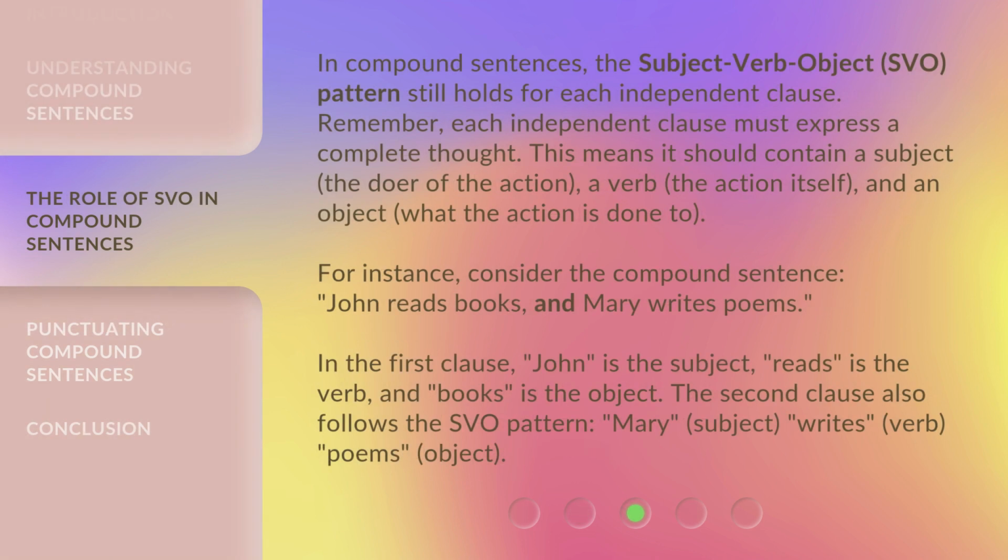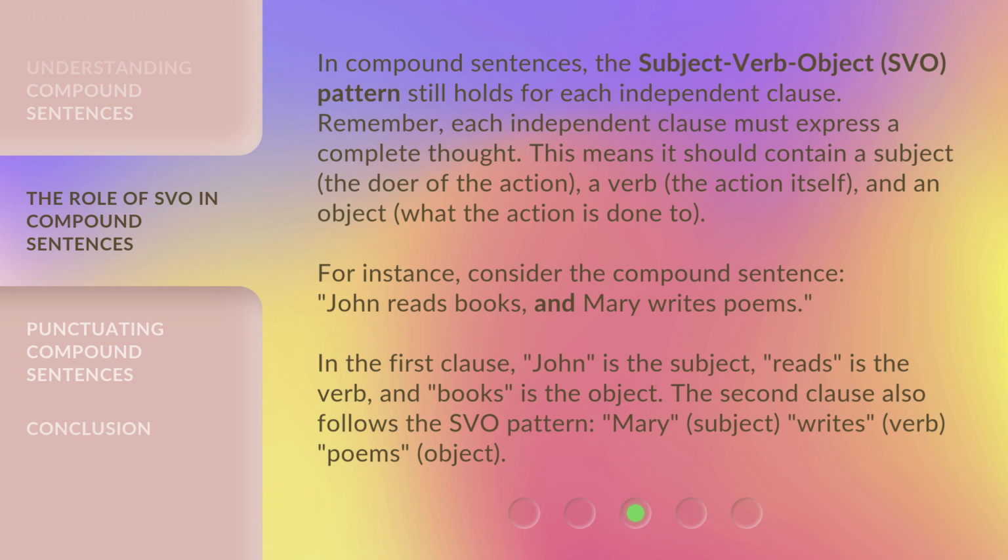In compound sentences, the subject-verb-object, SVO, pattern still holds for each independent clause. Remember, each independent clause must express a complete thought. This means it should contain a subject, the doer of the action, a verb, the action itself, and an object, what the action is done to.